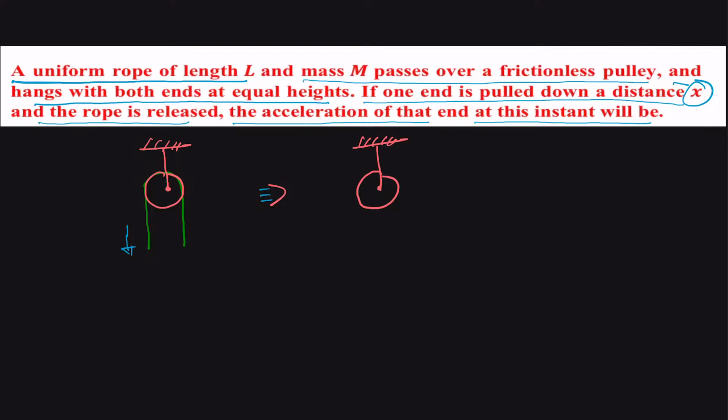So obviously the length of the rope on the left side will be on the higher side as compared to the right side, somewhat like this. Okay, so this is a basic figure, and we are given the total length of the rope is L.